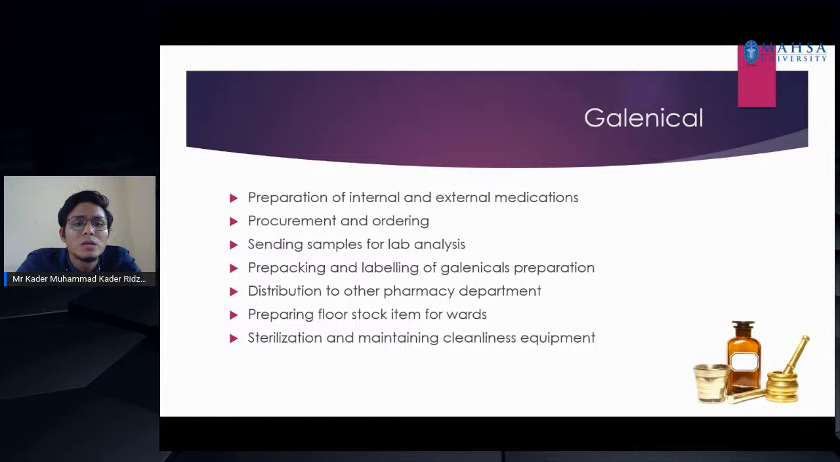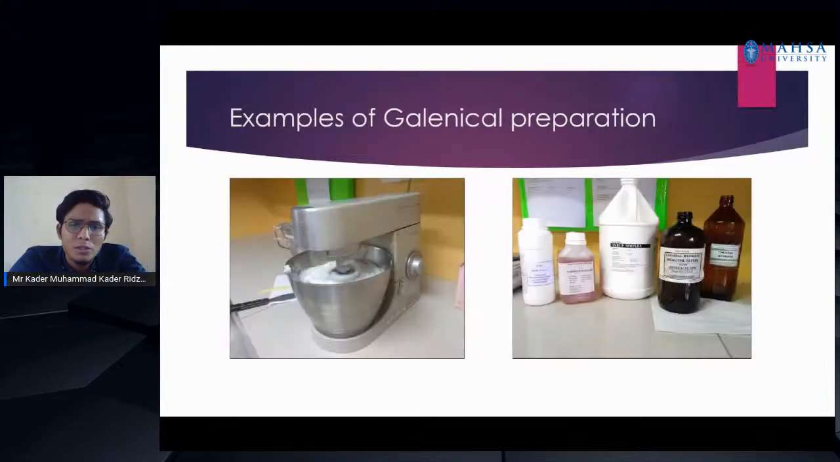So the last one is sterilization and maintaining cleanliness of equipment. Once you are done with preparing the cough syrup just now, you should clean it properly and sterilize it, just to make sure there is no microbial growth and you can easily use it for the next preparation. So these are a few examples of the Galenical preparation.